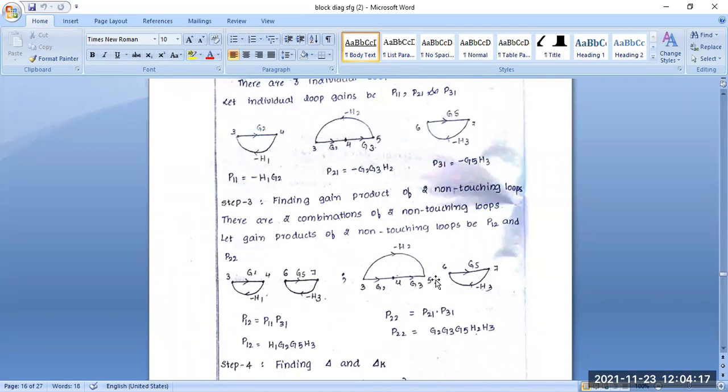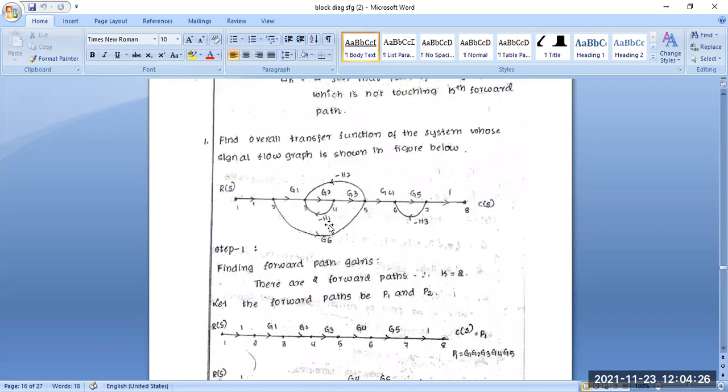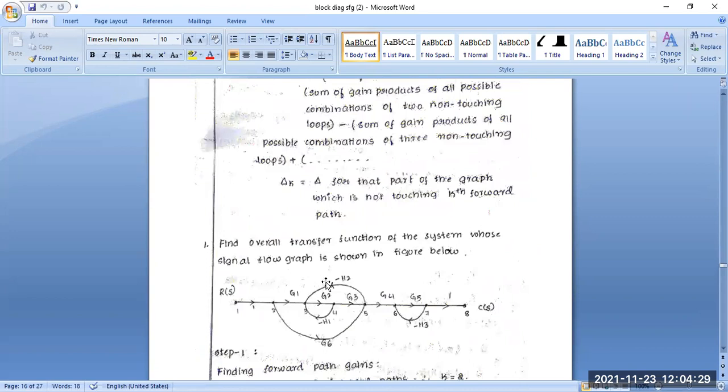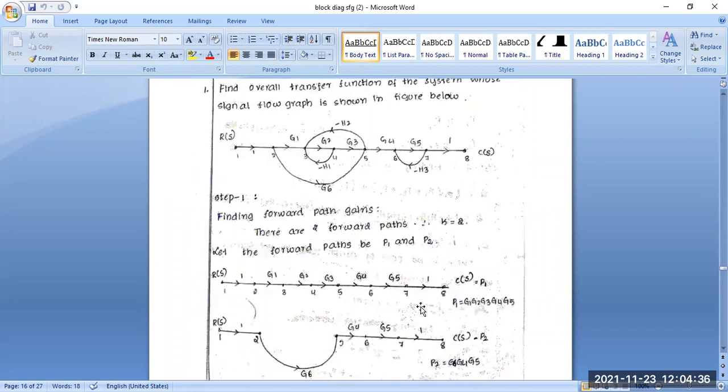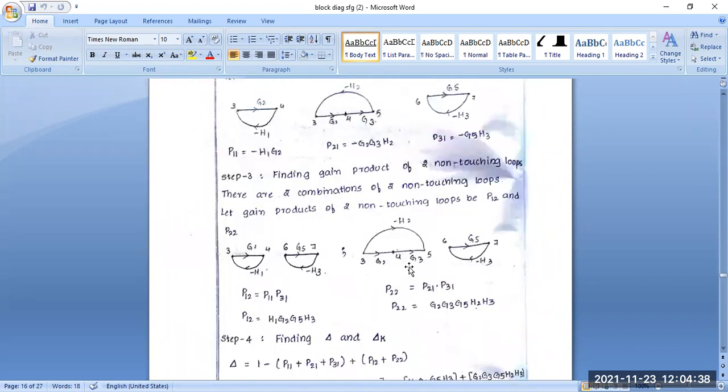Another 2 non-touching loops are present. This is 3 and 5, these nodes, and this 6 and this 7, these are the other loops. In this diagram, this 3 and this 4 is one loop, and another loop is also present. These are the 2 non-touching loops. So the equation is P22 equal to P21 dot P31, and P22 is equal to the value of G2, G3, G5, H2 and H3 also.